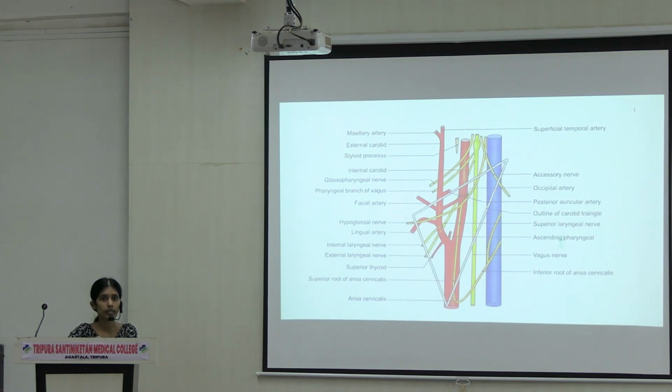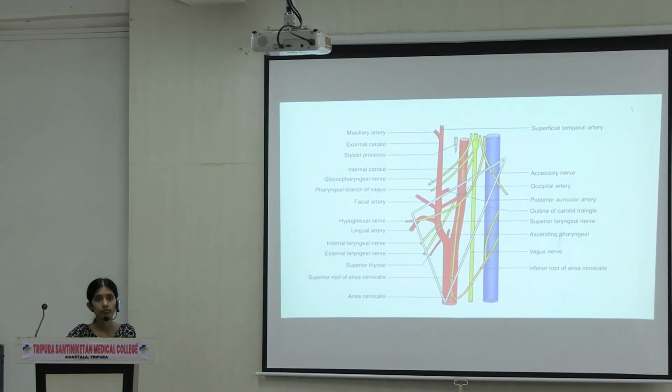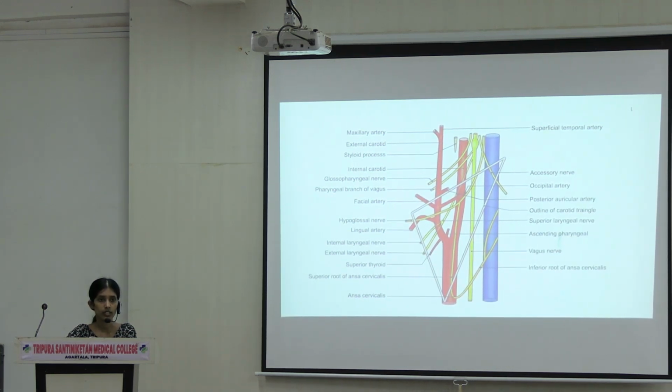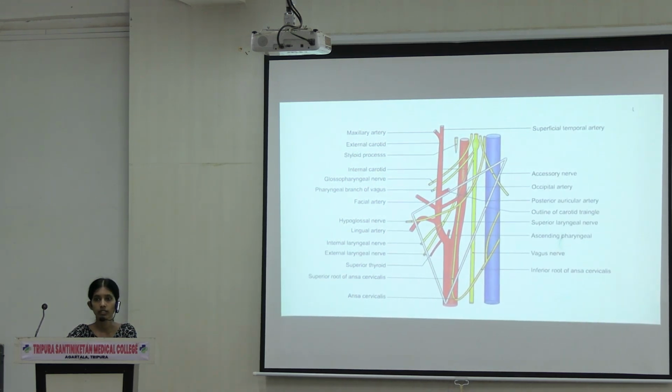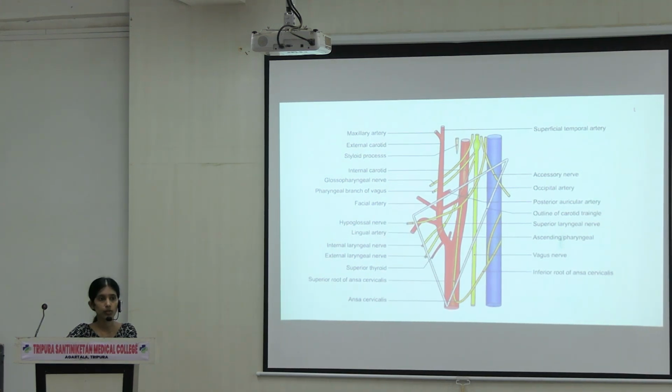It is formed by the condensation of fibroareolar tissue. What are all the contents of the carotid sheath? We have common carotid artery, internal jugular vein and vagus nerve. These are the important contents of the carotid sheath. You have to remember one important point, that the external carotid artery is not covered by the carotid sheath. It is present outside the carotid sheath. Any other points in the carotid sheath?